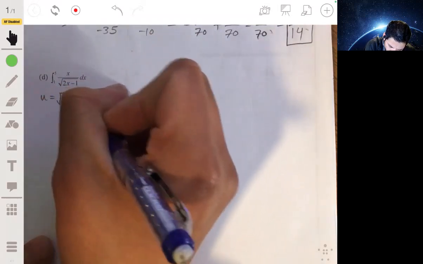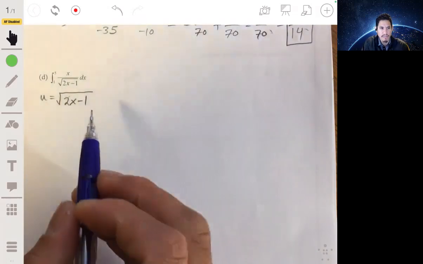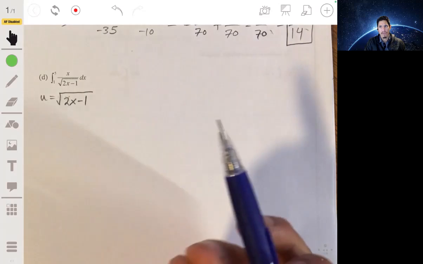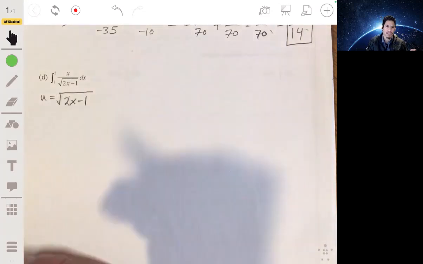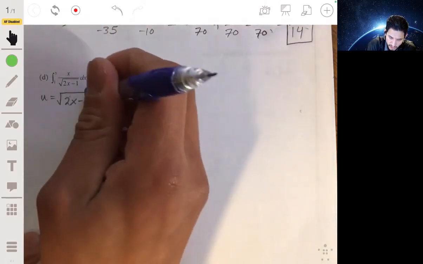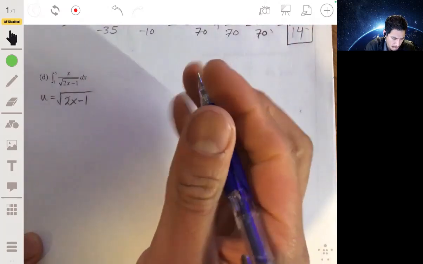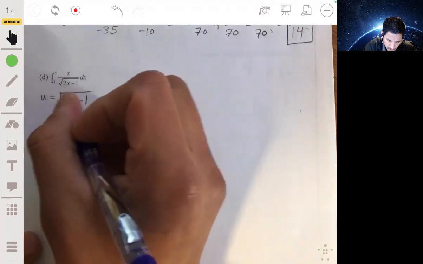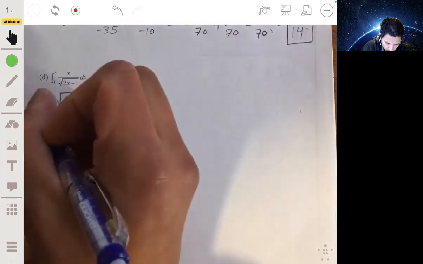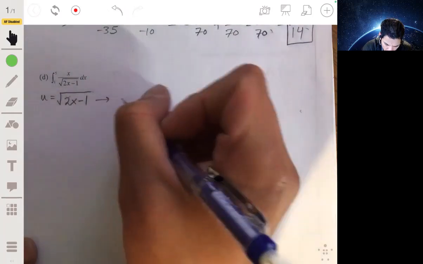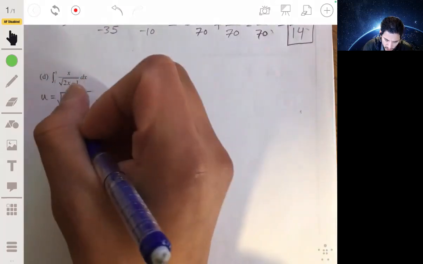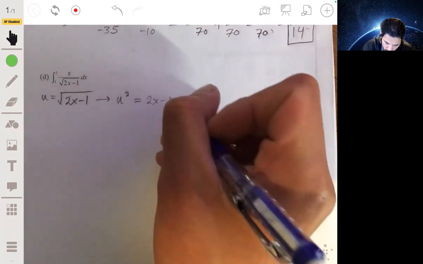So your initial instinct was probably going to be to make u equal to 2x minus 1, which I would do initially too, but you're going to see that you won't be able to simply find the antiderivative. So we're going to make u equal to the square root of 2x minus 1. Now, we do this because we're going to look for u squared. So we're going to make u squared equal to, since we're going to square the square root, u squared will just be 2x minus 1.